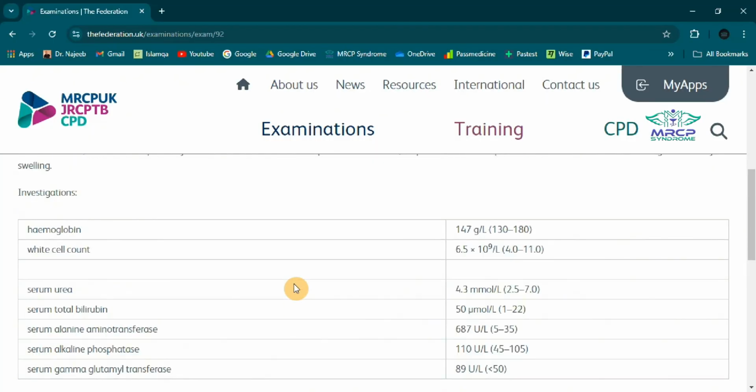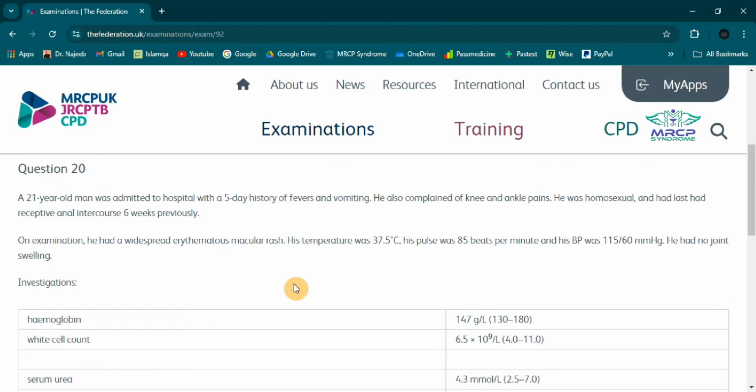So let's go one by one. Regarding the clinical presentation, the patient comes up with the features of fever and vomiting, which is common in case of acute hepatitis. The patient has knee and ankle pain. It can also be seen in hepatitis infection, but this is less specific. Widespread erythematous macular rash can occur in viral hepatitis, as well as in HIV infection, and also in secondary syphilis.